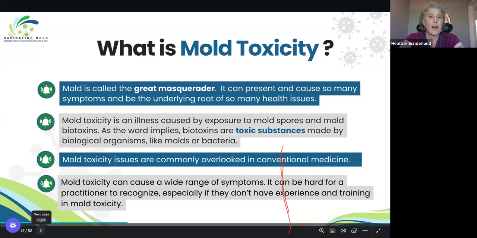So it can cause such a wide range of symptoms. It can be very hard for a practitioner to recognize that someone has mold toxicity. You could have an entire family come in, they're all sick, but they all present very, very differently.